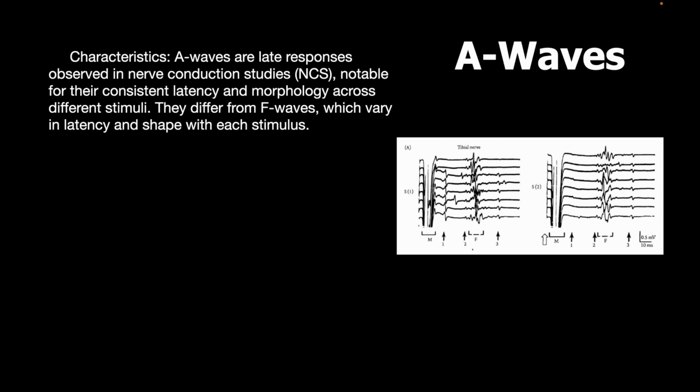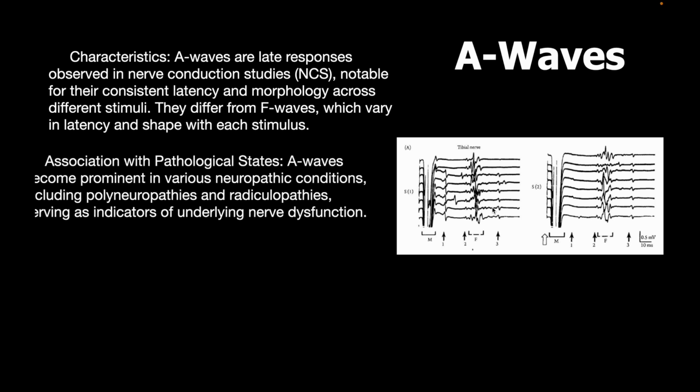Next, what we get is something called the A wave, which is very rare. A especially means abnormal. It is a late response observed in nerve conduction. It is notable for its consistent latency and morphology across different stimuli. They differ from the F wave, which varies in latency and shape with each stimulus. So it is very similar to the F wave, but here the morphology, as you can see here, is very similar and consistent, not like the F wave, which keeps on varying in intensity.